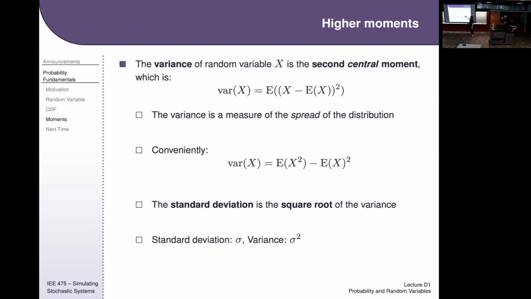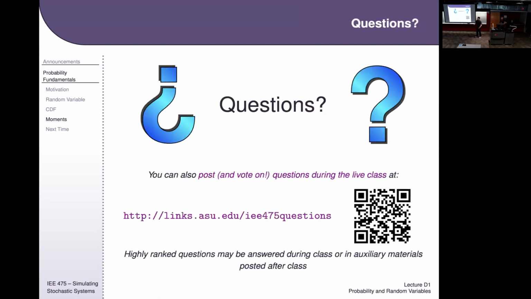Now the square root of variance we call the standard deviation, and the symbols we'll use are that a little sigma will be our standard deviation and variance will be sigma squared. Okay. Questions about moments?